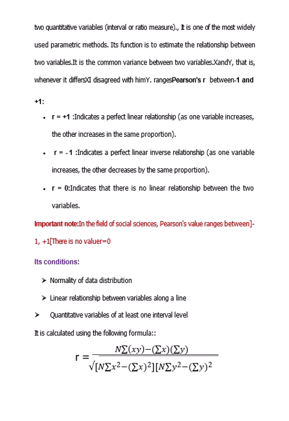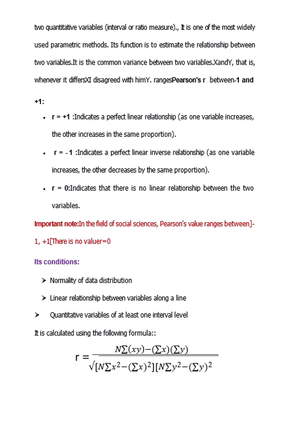Pearson's r ranges between -1 and +1. r equals +1 indicates a perfect linear relationship. As one variable increases, the other increases in the same proportion. r equals -1 indicates a perfect linear inverse relationship. As one variable increases, the other decreases by the same proportion. r equals 0 indicates that there is no linear relationship between the two variables. Important note: in the field of social sciences, Pearson's value ranges between -1 and +1. There is no value r equals 0.